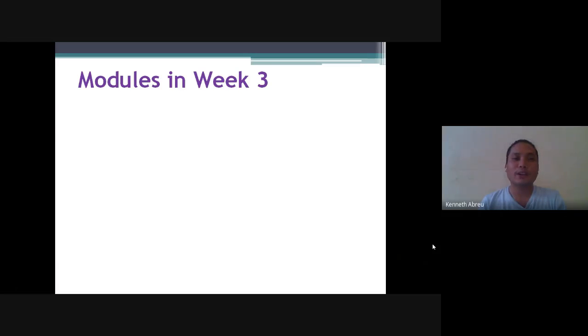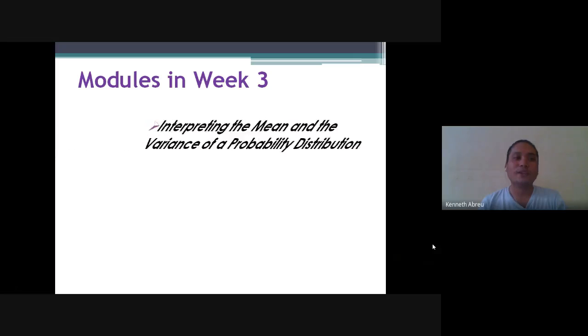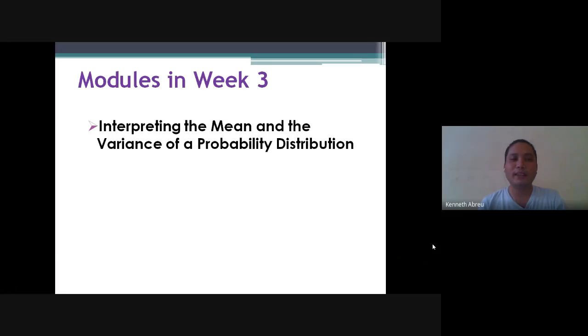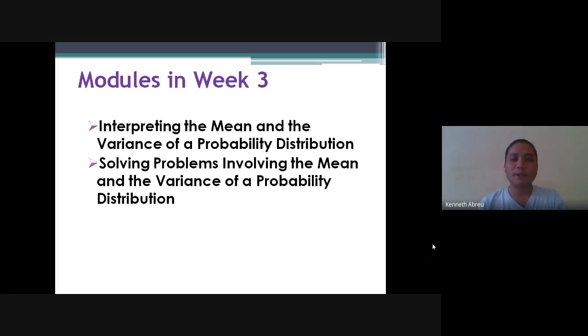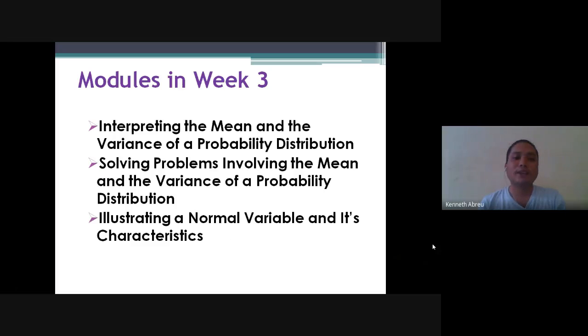Okay, so let's identify first what are the modules included in your week 3. Since we are already done on how to calculate the mean, the variance, and the standard deviation of the discrete random variable, we can now do these lessons. First is interpreting the mean and the variance of the probability distribution, solving problems involving the mean and the variance of the probability distribution, and illustrating a normal variable and its characteristics.